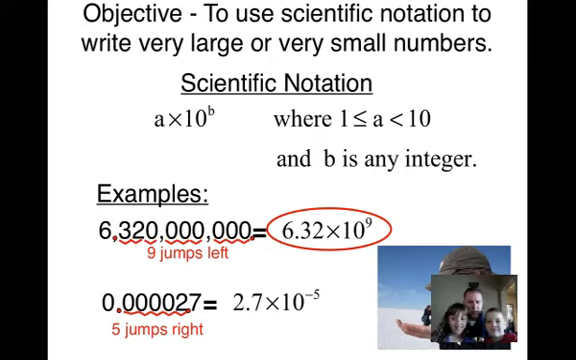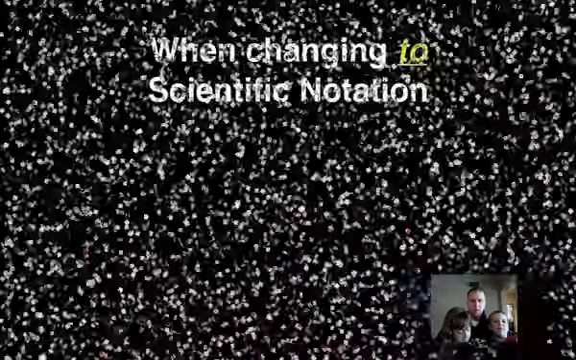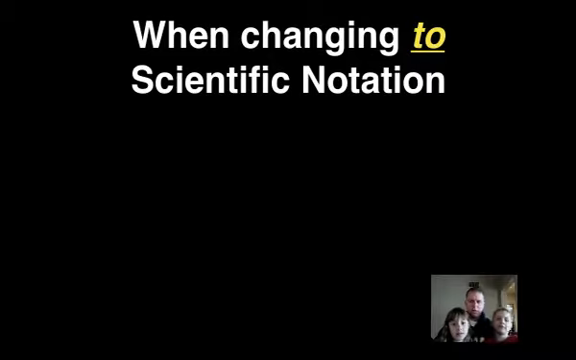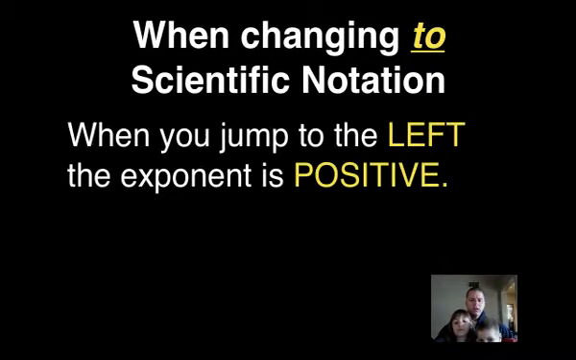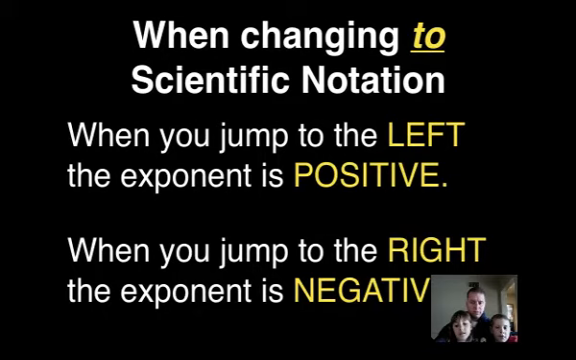And we're talking about scientific notation, and it's used when we're doing really big numbers and really small numbers. All right, so that would be our answer for the small number. So bottom line, what you need to remember when you're changing to scientific notation: when you jump to the left, the exponent is going to be positive. And when you jump to the right, the exponent is going to be negative.